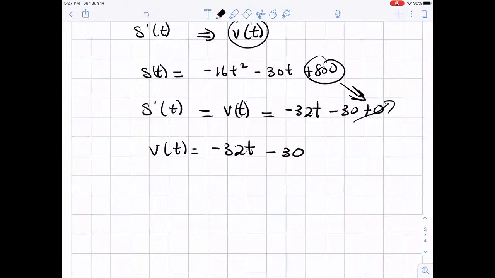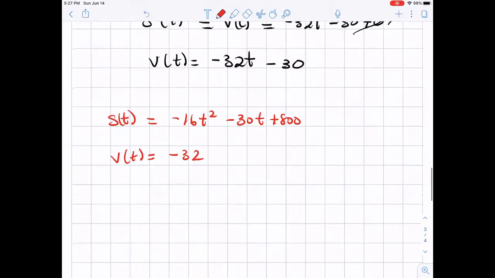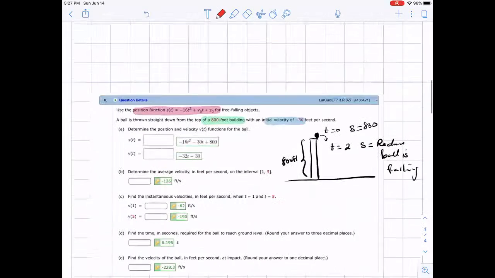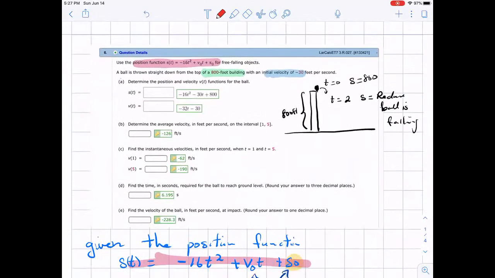So right now, we found two things. We have S of t, which is minus 16t squared minus 30t plus 800. We also have v of t is equal to minus 32t minus 30. So far, if you look at the problem, we have done part A, checked. Part B, determine the average velocity in feet per second on the interval 1, 5.